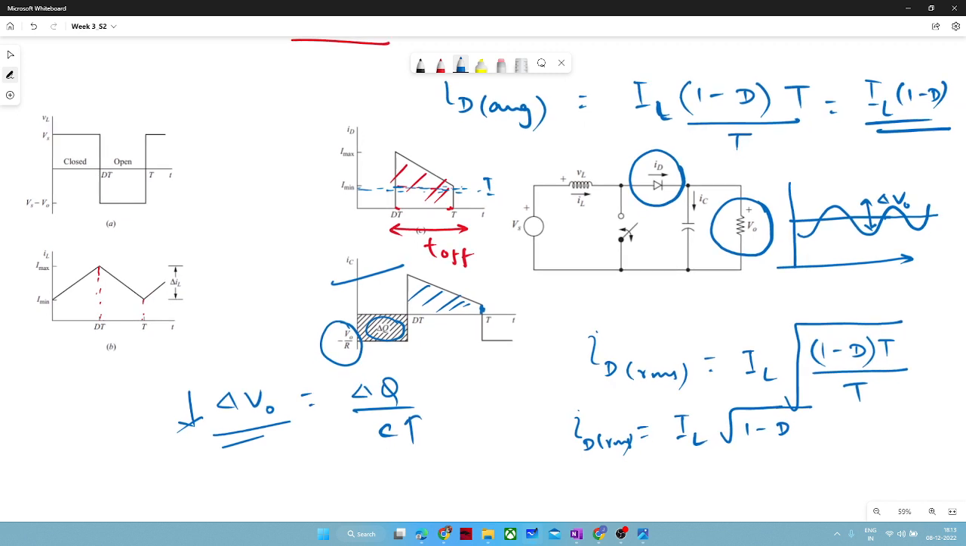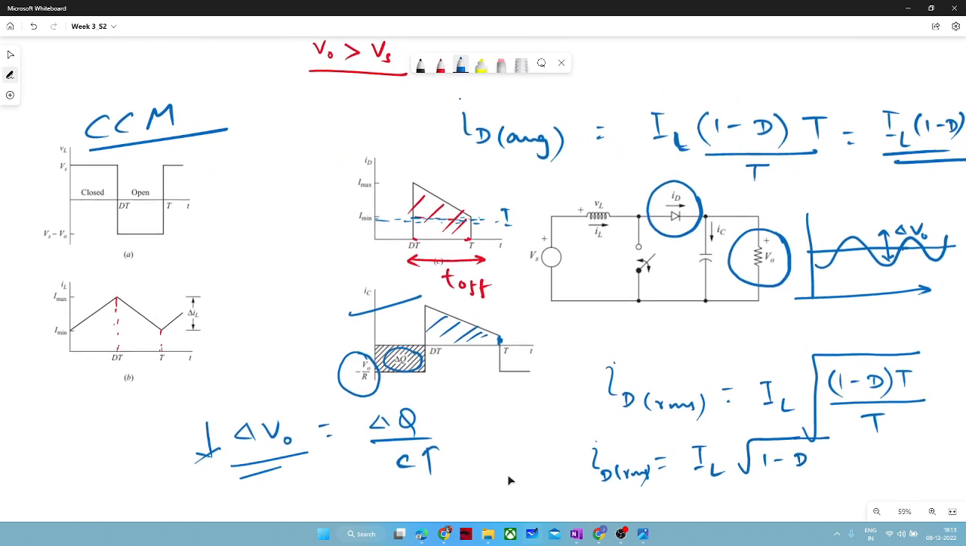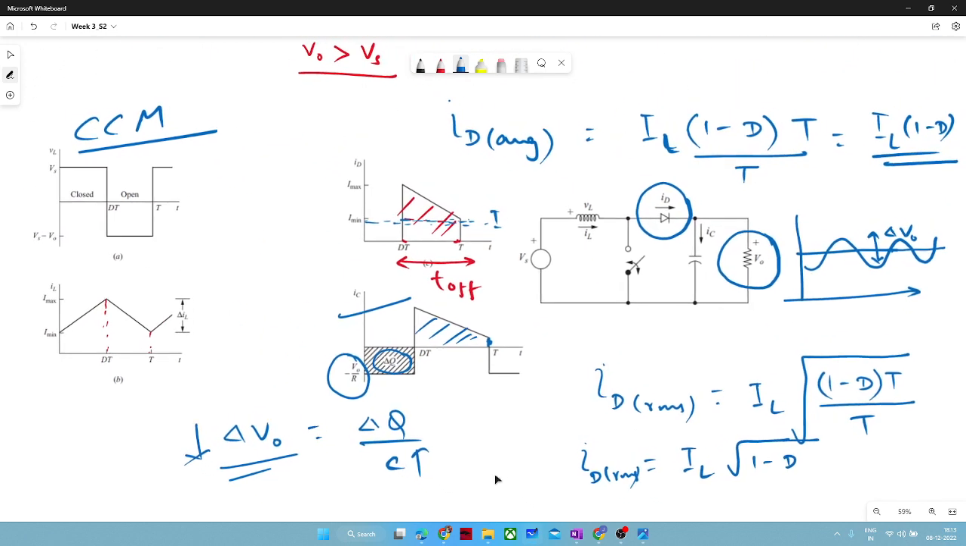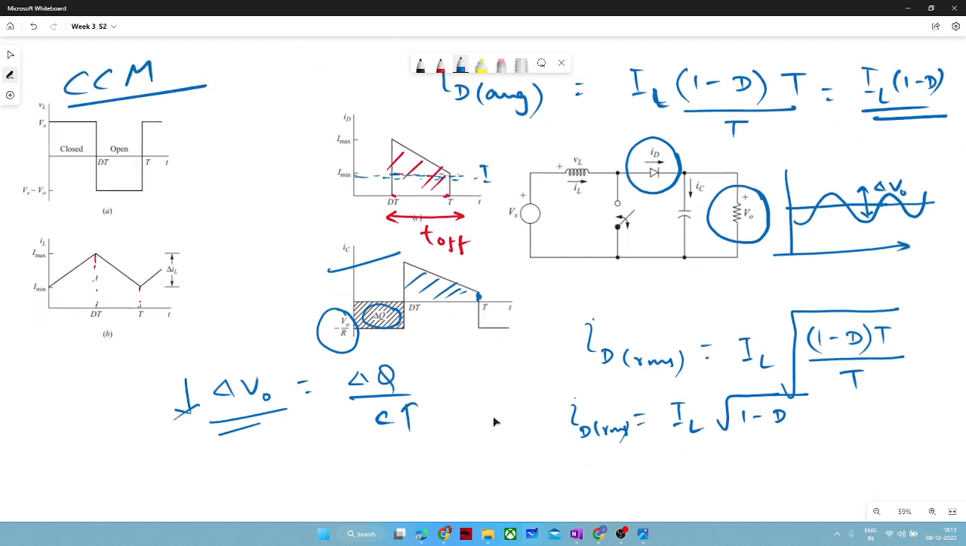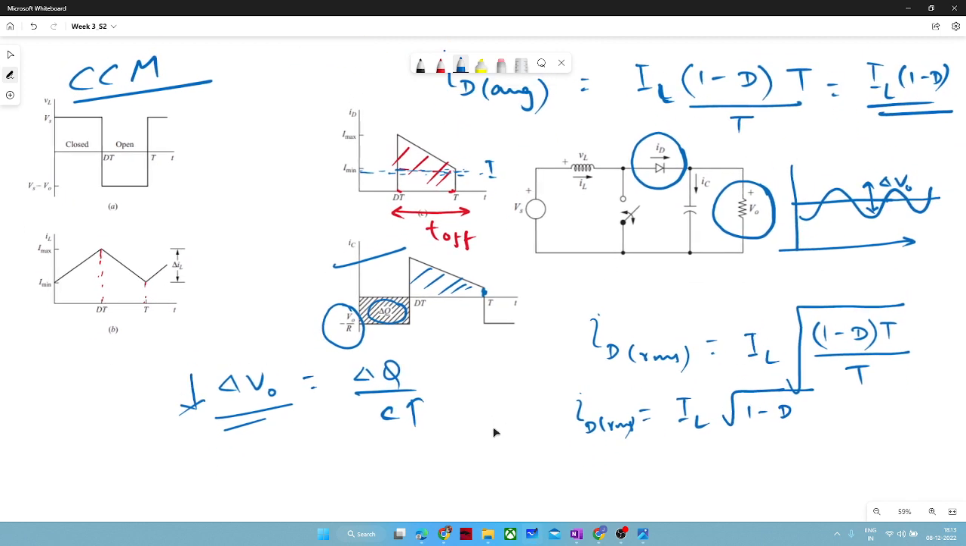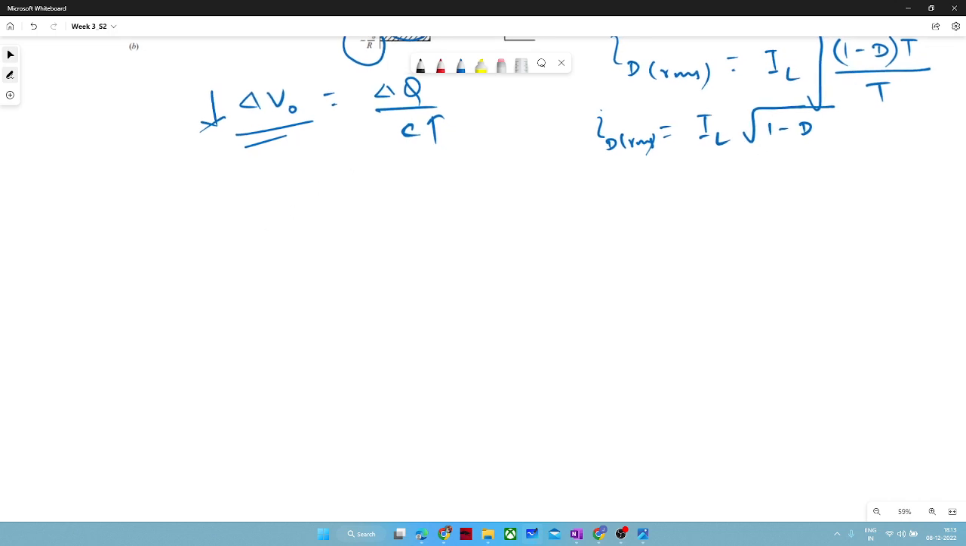Okay, so that was regarding continuous conduction mode. We were discussing CCM. Now, to see DCM, I hope this is clear to you. If any doubt is there, please feel free to ask. If not, then I will move ahead and see DCM.